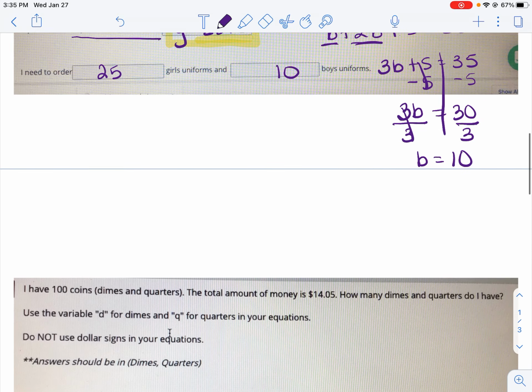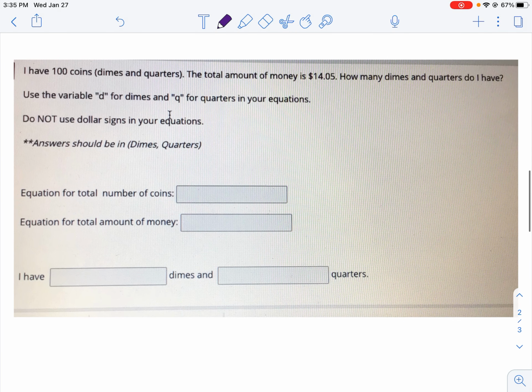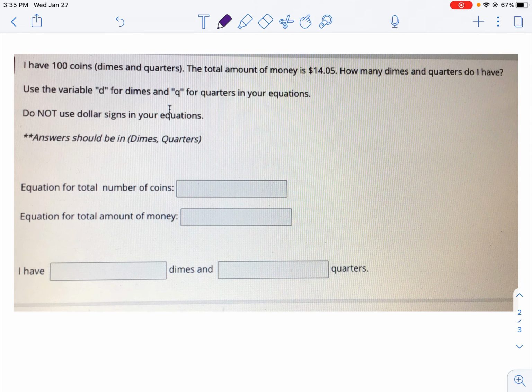All right, let's get to our final example. The final example has to do with money. So when we're thinking about money, we have to think about an equation with a total amount of money and the total amount of coins or dollar bills or whatever they're telling us about. So in this particular one, I have 100 coins, and it says they're dimes and quarters. So my 100 coins are only dimes and quarters. The total amount of money is $14.05. It says, how many dimes and quarters do I have?